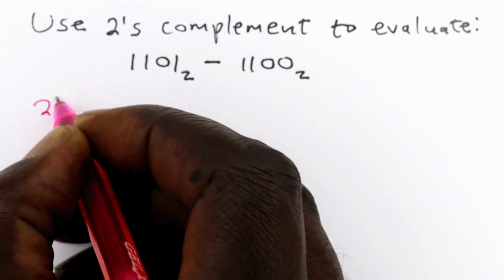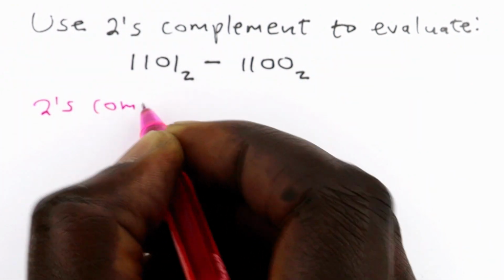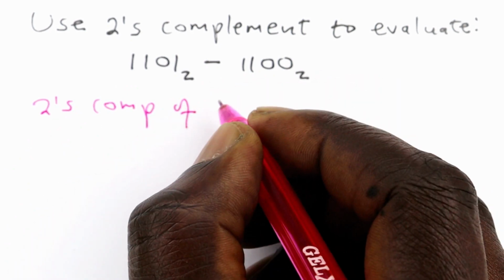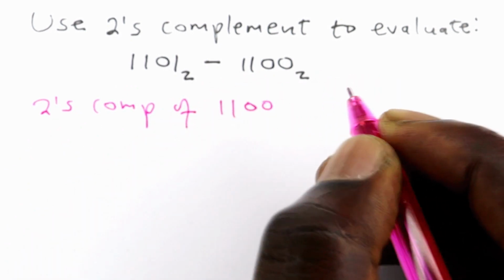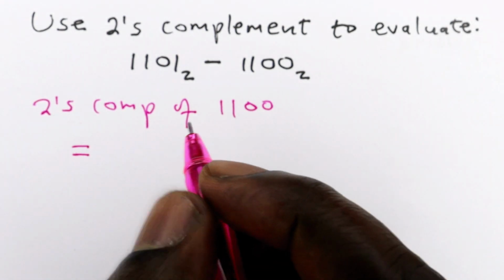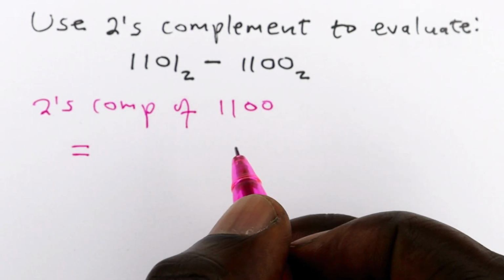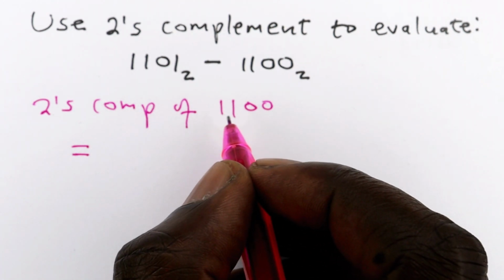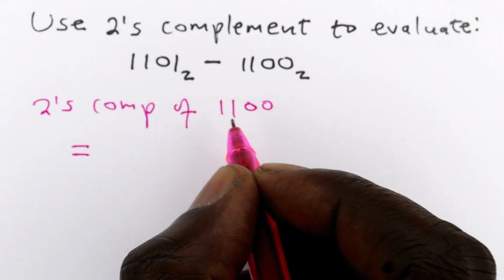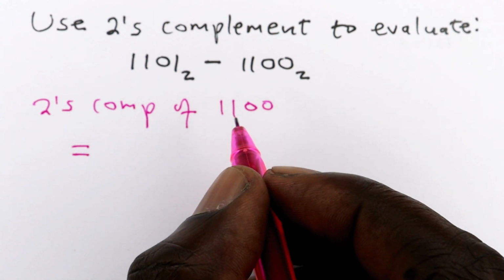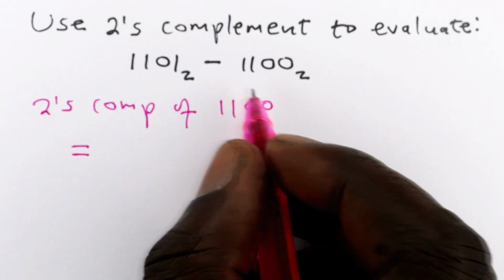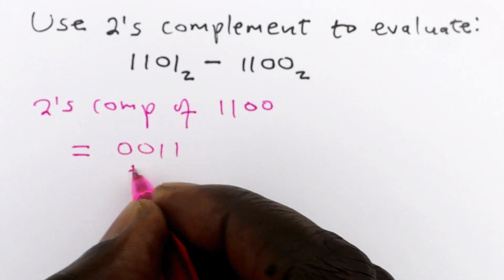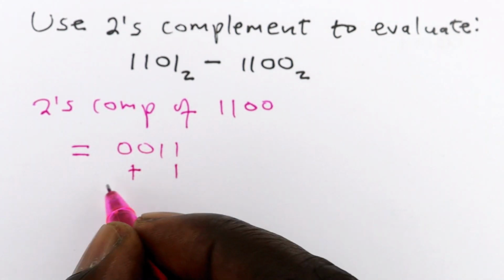So you get 2's complement of the number that we're subtracting, that is 1100. That is obtained by just taking the 1's complement and adding 1 to it. The 1's complement just involves inverting the digits. Where there's 1, you put a 0, and when there's 0, you put a 1. So the 1's complement of this is 0, 0, 1, 1. And then to get the 2's complement, just add 1 to it.